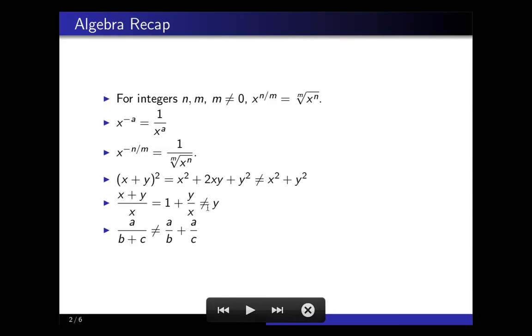And that's not equal to y in general. Now, if you have a divided by b plus c, you cannot just split that up as a divided by b plus a divided by c. Those are two very different things.